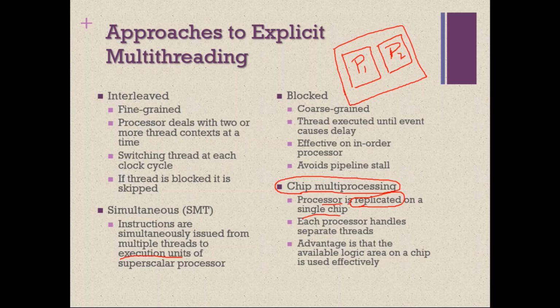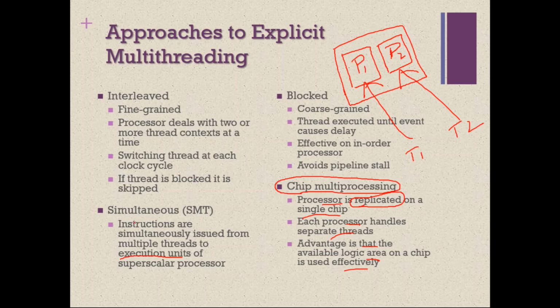Each processor handles separate threads. Now if you have two threads, T1 and T2, in the system, then you need not worry about anything. Just give T1 to processor 1 and T2 to processor 2. So this is called a chip multiprocessor. The advantage is that the available logic area on a chip is used effectively.